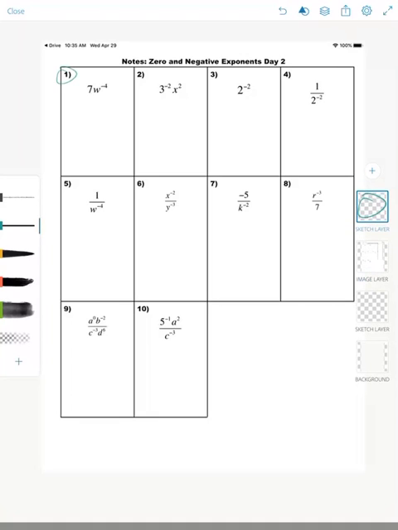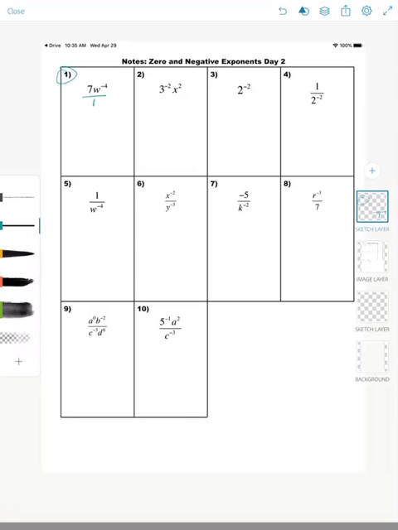So getting right into it, we'll start with number 1. So here we have 7w to the negative 4. One thing to always be careful of is just knowing what is the base. So what is the thing that is repeated by the exponent? And unless there's parentheses, only the factor directly below the exponent is going to be repeated. So in this case, we have a 7 and then a w and a negative 4. And the negative 4 only refers to the w because there are no parentheses around the 7 and the w.